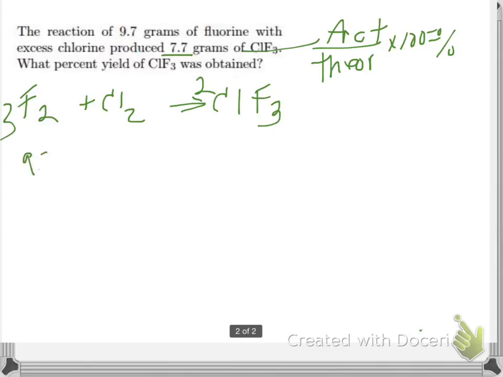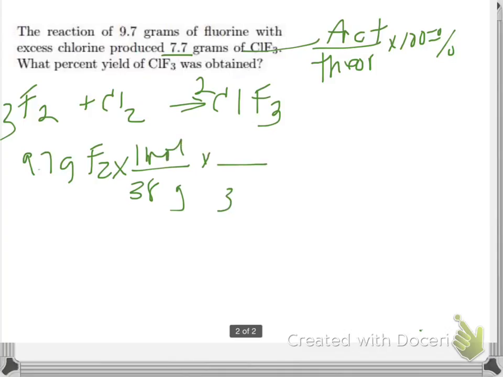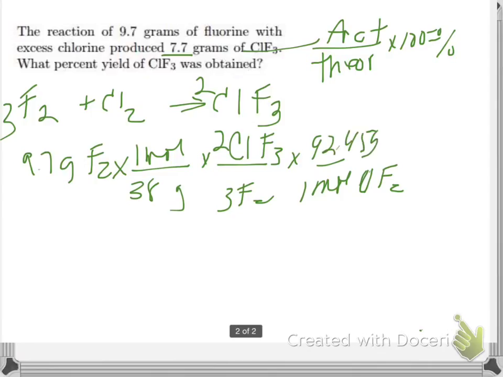So if I have 9.7 grams of fluorine, and the molar mass of fluorine, F2, is going to be 38 grams, is 1 mole, and I have 3 moles of F2 give me 2 moles of ClF3, and 1 mole of ClF3 is going to be 92.45 grams of ClF3, and that's going to give me 15.733 grams.